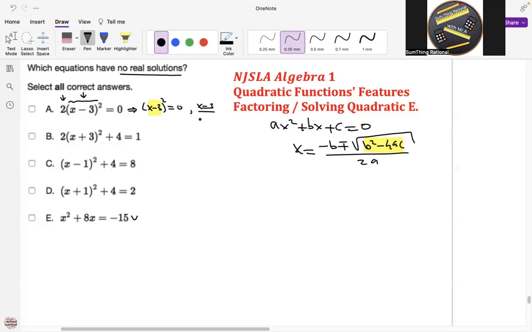So there is a real solution here. You see, there is a real solution here. But when you see the question, they said no real solution. So I cannot opt for this. A option, I cannot opt for because there is a real solution in A option. Okay.